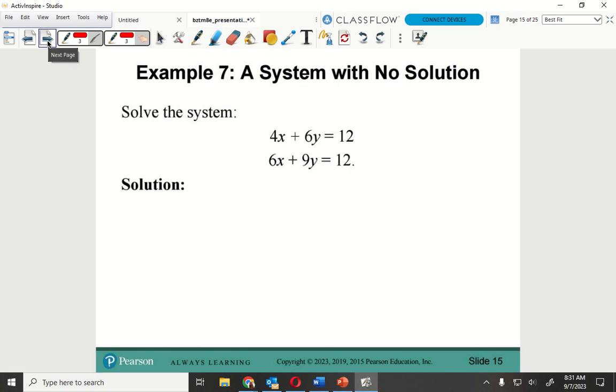Okay. Yes, you already have the paper. So now, a system with no solution. Okay, so let's go ahead and enter this one in the calculator, see what you get.